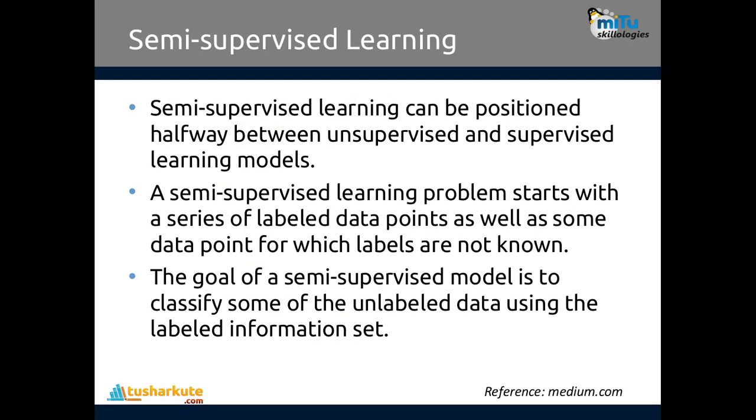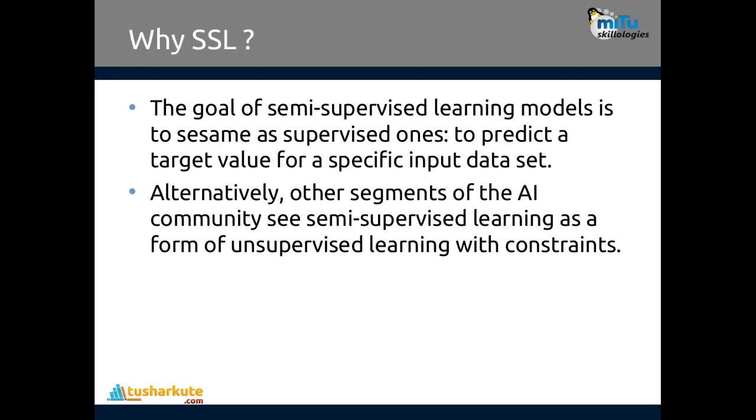So what is that? Semi-supervised learning can be positioned halfway between supervised and unsupervised learning models. A semi-supervised learning problem starts with a series of labeled data points as well as some data points for which labels are not known. The goal of a semi-supervised model is to classify some of the unlabeled data using the labeled information set. In short, here we are going to find the missing output. We have already seen the missing input, how to predict it. So we can predict the missing output also, with the help of semi-supervised learning.